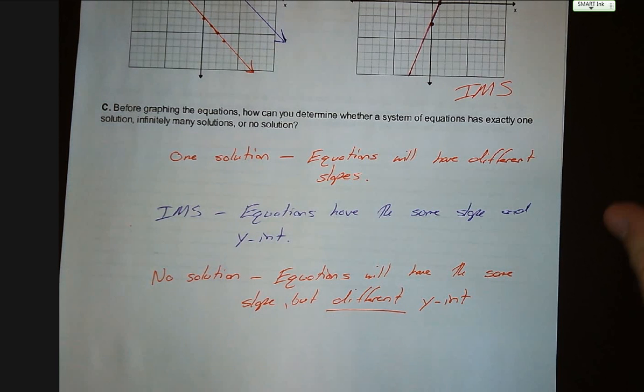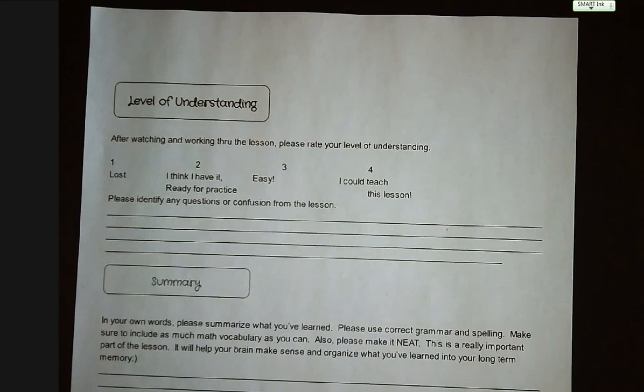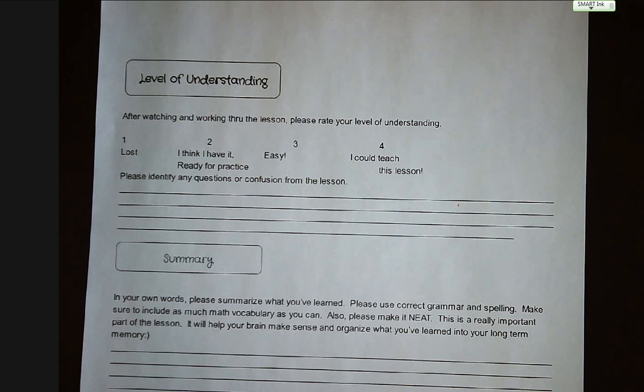Okay, so that is going to be the end of our lesson for today. Make sure you write down any questions you may have, rate your level of understanding of this lesson, and write down a summary of what it means to solve equations by graphing.